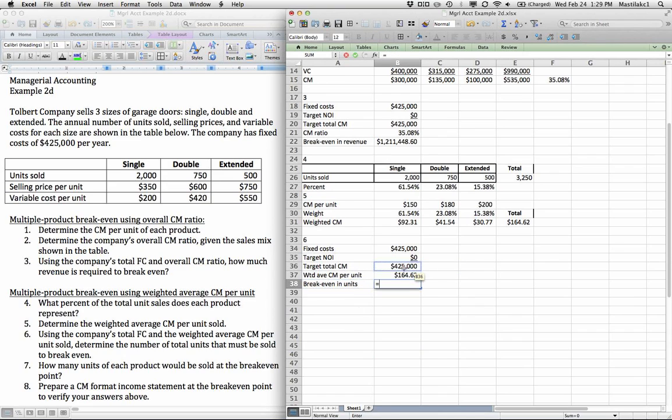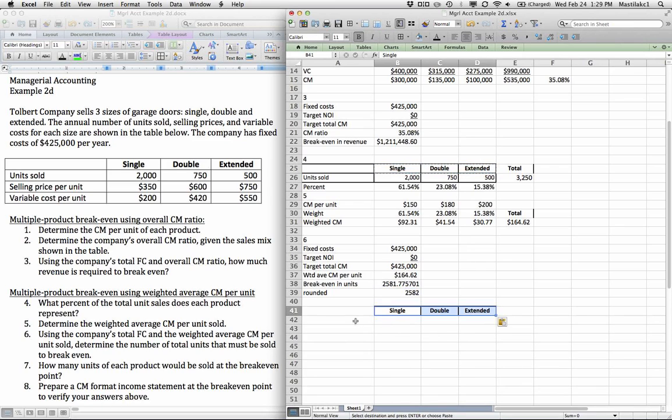And we can divide our $425,000 of fixed cost by $164.62, and we have to sell 2,581 units. And I'll just round that up, since in this case we're not going to sell fractional units. So we've got to sell 2,582 units in order to break even. So that's the total number of units. Now this is singles, doubles, and extendeds all put together. So our next question is, how many units of each product would be sold at the break-even point?